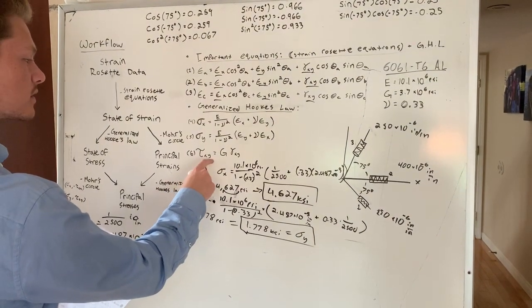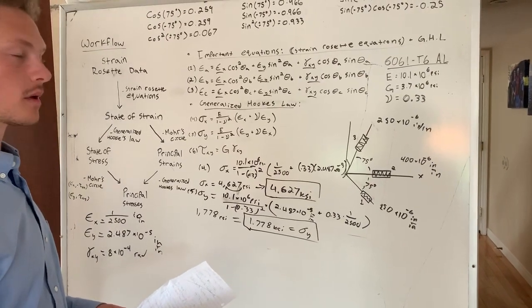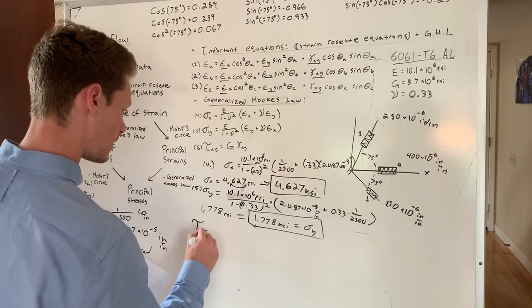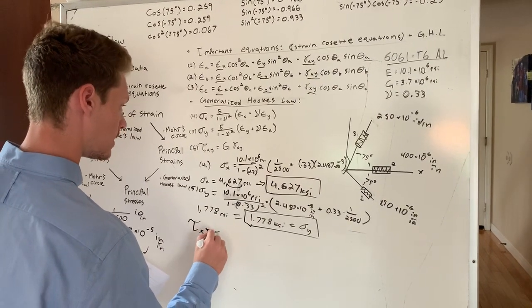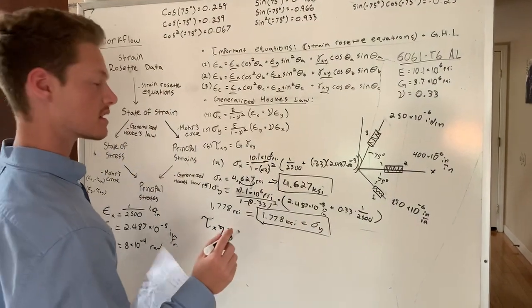All right, and the last one is very easy. Tau xy is equal to modulus of rigidity times gamma xy. So to do this one, tau xy is equal to G, which I put up here, 3.7 times 10 to the 6 psi.